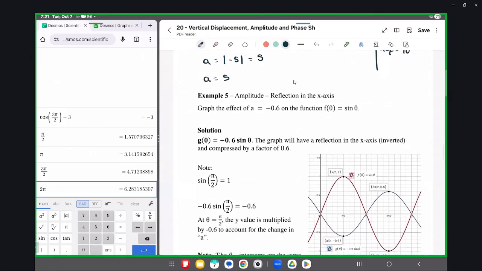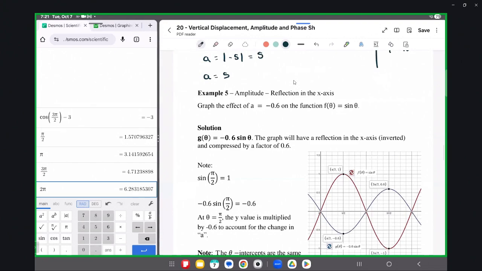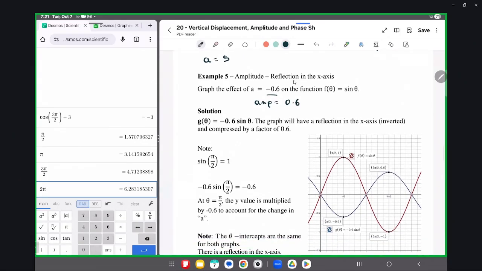Okay, let us continue. We're going to graph the amplitude and a reflection in the x-axis. We're going to graph the effect of a equal to -0.6 on the function f of theta is equal to sine theta. Note that this notation is okay because we're saying the a value happens to be -0.6, but it's understood that the amplitude is equal to 0.6. Minor distinction, but again, worth noting.